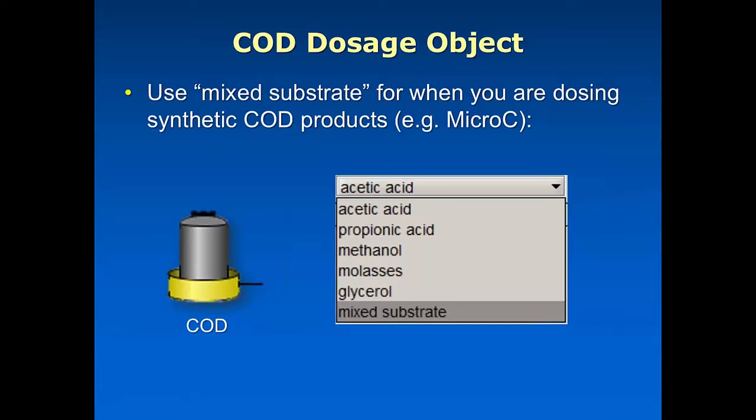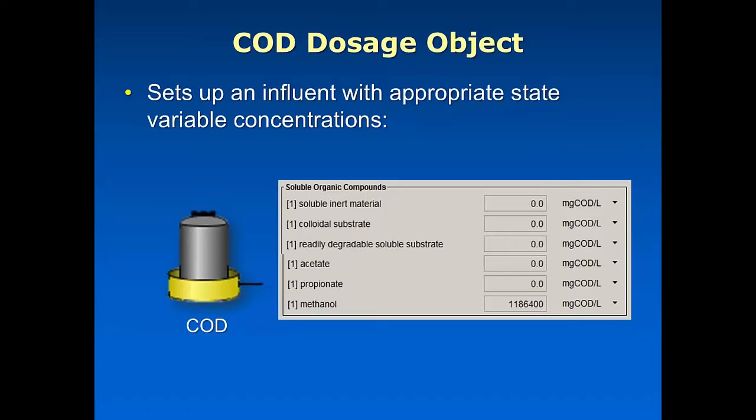We get a lot of technical support questions asking about how do I set up a synthetic or a commercial product dosage for improving denitrification, and this is what you want to do. Pick that COD object and set it to mixed substrate, and then you can specify the COD. We have a good set of default parameters there, but also the amount of flow going into your particular system.